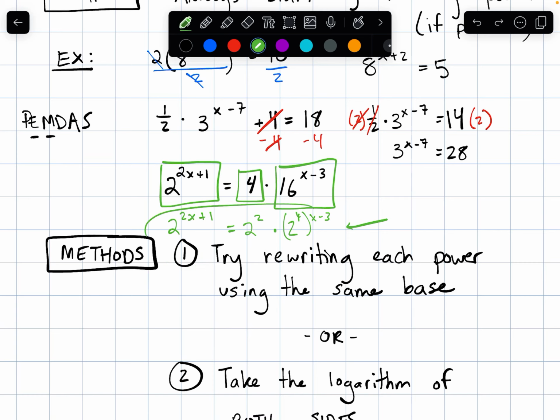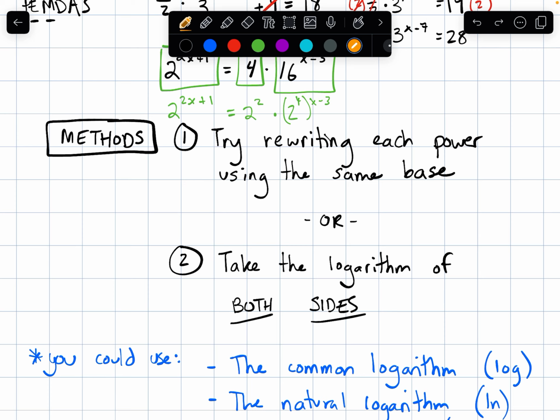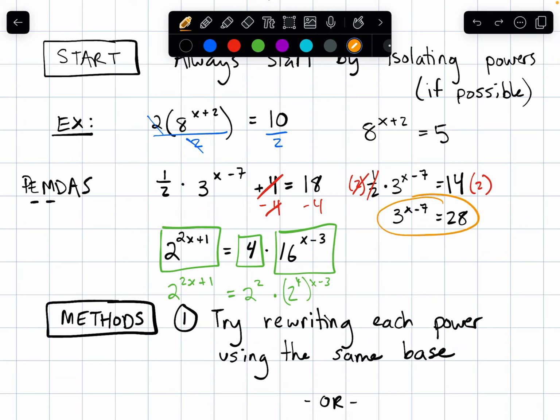All right, so for a problem like this, we are able to get the same base of 2 for every single piece. However, if that doesn't work, this is your first method to try. If it doesn't work getting the same base, that means that you're going to take the logarithm of both sides. So method 2 would be something that we might want to use for this example here, because there's no way to get 3 and 28 to have the same base. It could also work here because there's no way to get 8 and 5 to have the same base, right? So we have to take the logarithm of both sides.